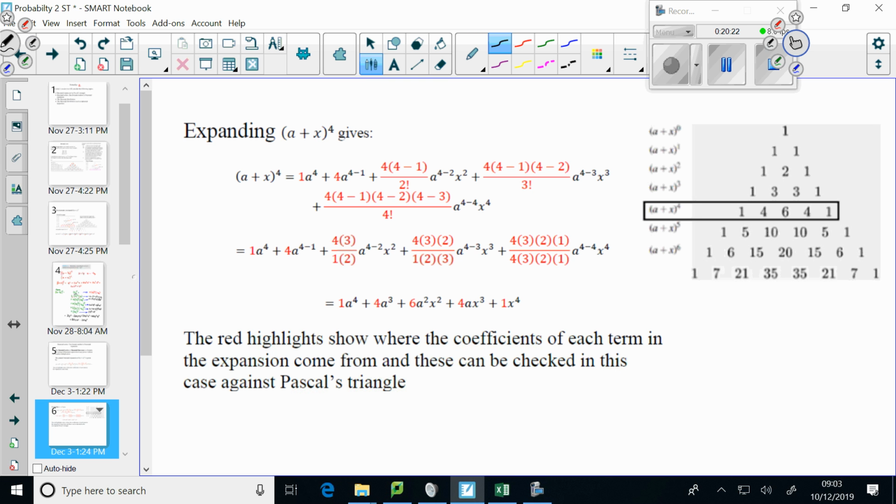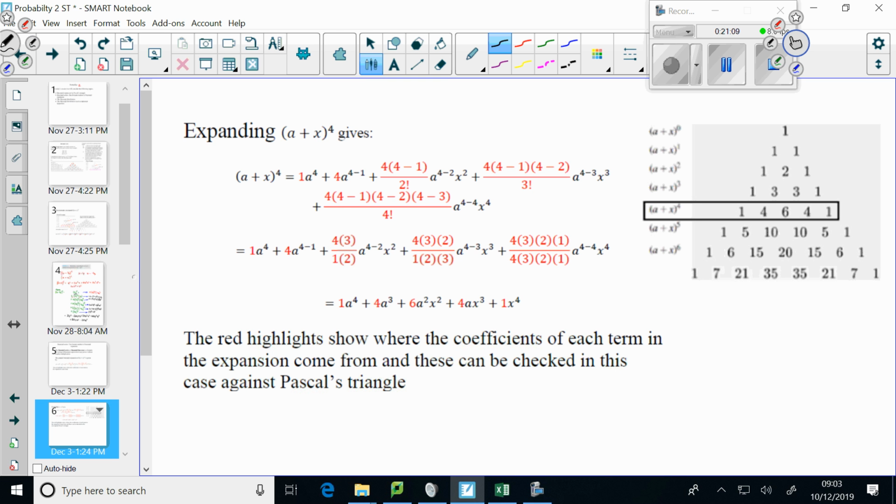I've taken that to a stage where I've simplified the top, 4 times 3 and 1 times 2, and done that for each expansion. And then when we solve those together, we come up with 1, 4, 6, 4, 1. We can compare that to Pascal's triangle and see that they are the same. So again, we can look at any binomial expansion, and if we know which term we want, we can use that part of the binomial series formula to find the coefficient. Alright.